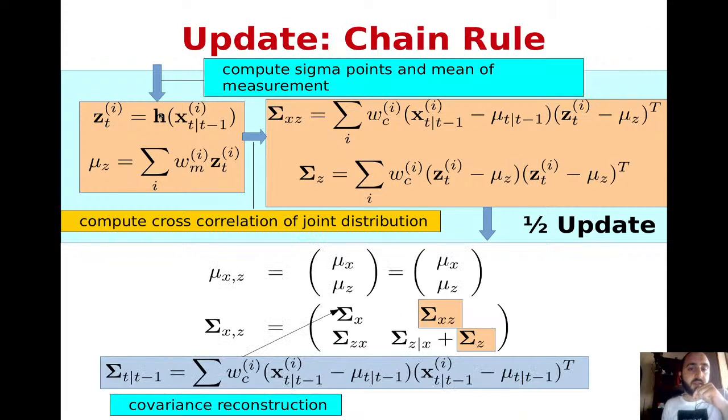Right, now we have all the pieces that we need to compute the amazing joint distribution.